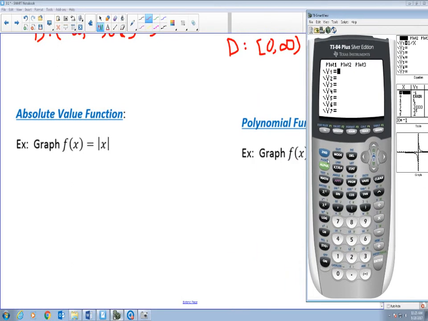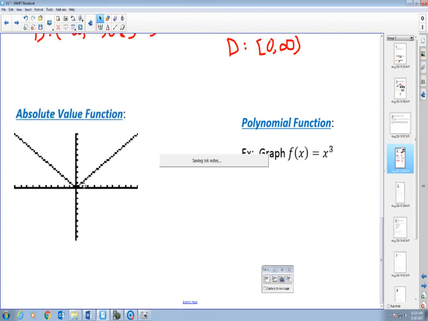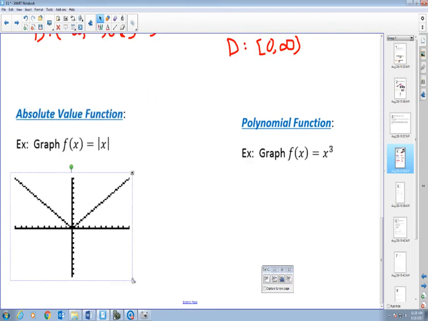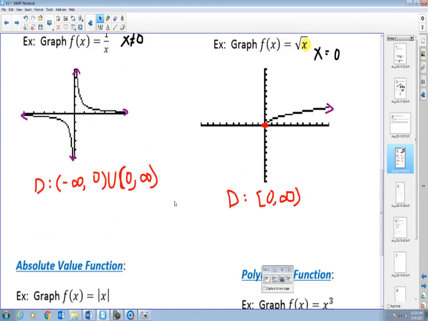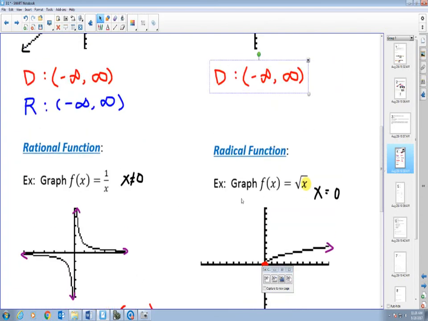So here I'm going to go to Math, highlight the word Num, abs is your absolute value, and press x. And the absolute value of x gives you a V, okay? A V will be an absolute value function. It looks a lot like the parabola, the quadratic function, where this side keeps on going right and up, the left side keeps on going left and up. So my domain has to be from negative infinity to infinity.